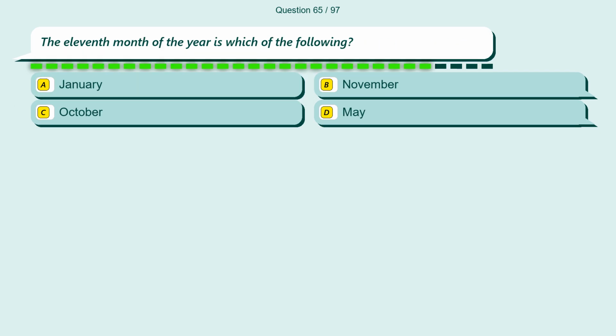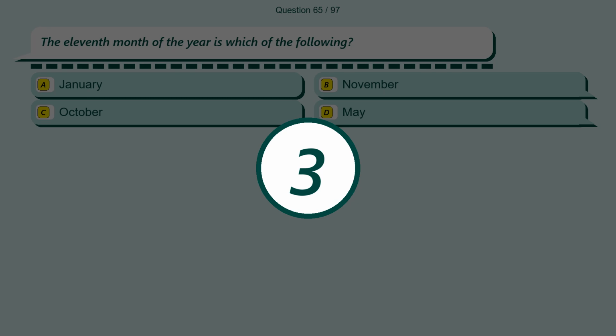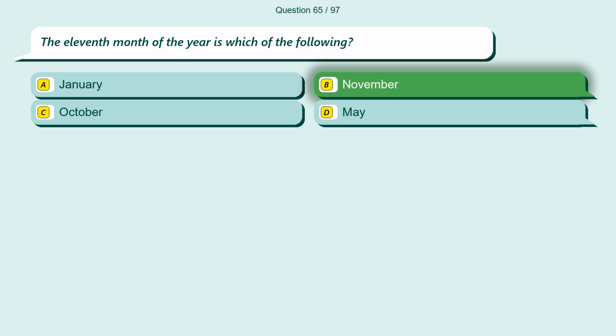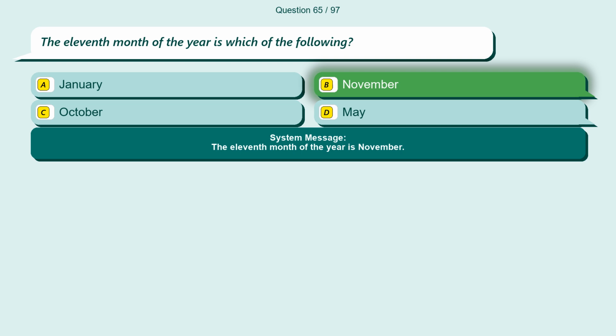Question 65. The 11th month of the year is which of the following? Option A, January. Option B, November. Option C, October. Option D, May. The correct answer is option B, November. The 11th month of the year is November.